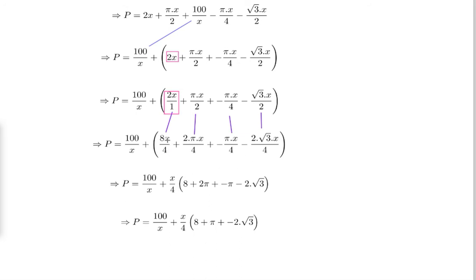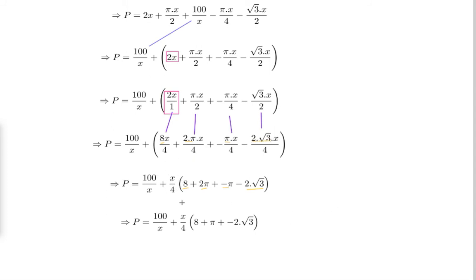So if I take out x over 4 from here, I'd be left with an 8, which is the same 8 that I have there. If I take out x over 4 from this, I'd be left with 2 pi, because there is only 2 pi left in there. Take out x over 4 from there, of course I'd have minus pi, which is what's depicted here. And finally, if I take out x over 4 from here, I'd have only 2 root 3, which is what is there. So therefore, x over 4 is what is left.